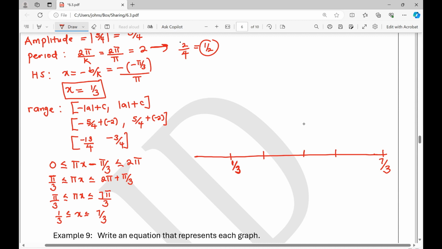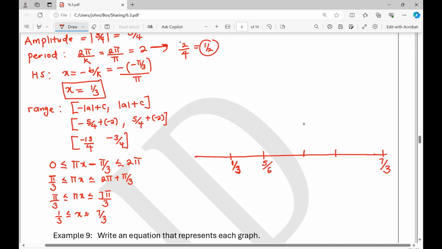Now, we'll do the same thing here. To get the 4 intervals, we divide the period, which is 2, by 4. We have 1 over 2. So you add 1 over 2 to 1 over 3. So you have 1 over 3 to 1 over 2, right? Yeah. So this is going to be 5 over 6. So this is going to be 5 over 6 here.